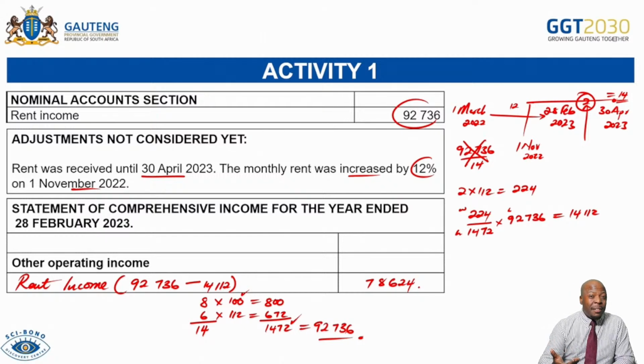Okay, so it's income received in advance. In the statement of financial position, where do we record it? Trade and other payables. Very correct. Trade and other payables. It is indeed a current liability. All right, let's go on.